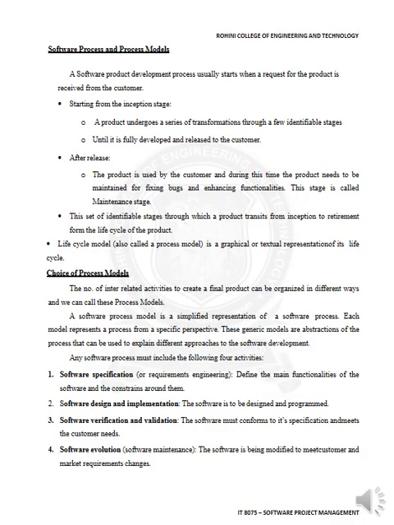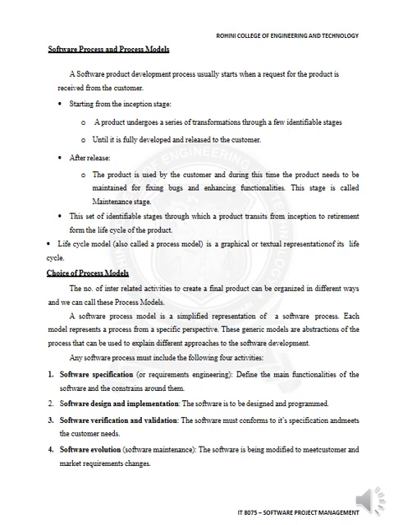The software product development process usually starts when the request for the product is received from the customer. The request is initiated by the customer. Starting from the inception stage, a product undergoes a series of transformations through a few identifiable stages until it is fully developed and released to the customer. After release, the product is used by the customer, and during this time, the product needs to be maintained for fixing bugs and enhancing functionalities. This is called the maintenance stage.